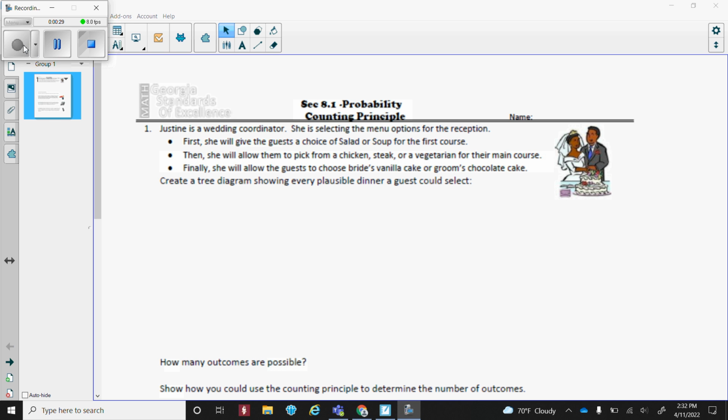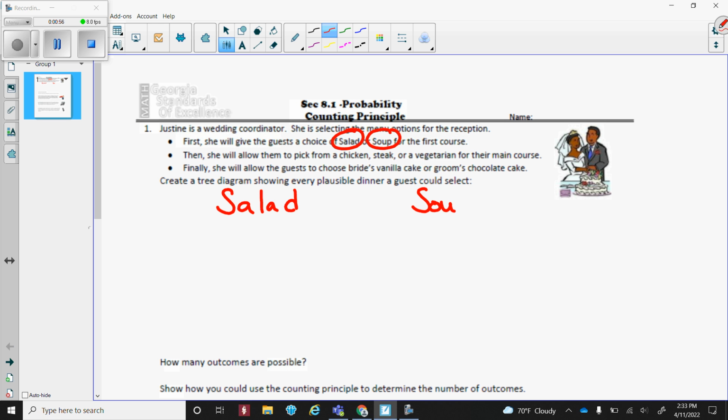This problem asks us to create a tree diagram to show every possible scenario for how a guest could select their meal. So take this one step at a time. We have first salad or soup. So since my options here are salad or soup, I'm going to write salad as option 1. I'm going to write soup as option 2. From there, we look at the next one.